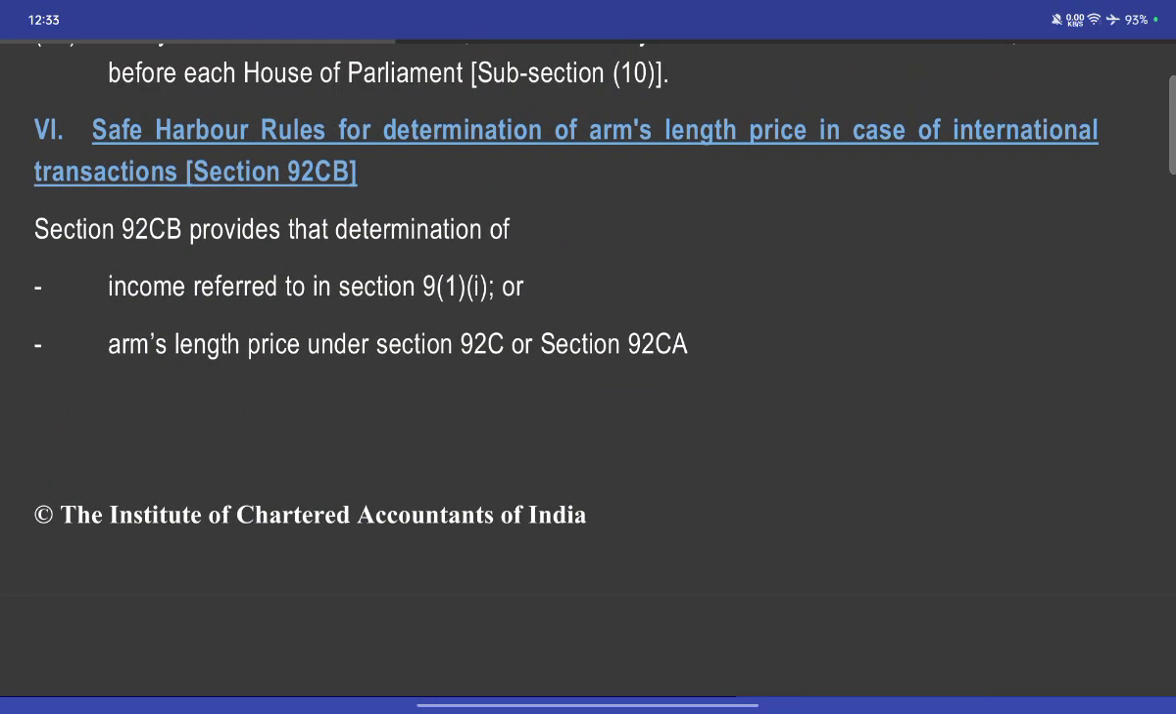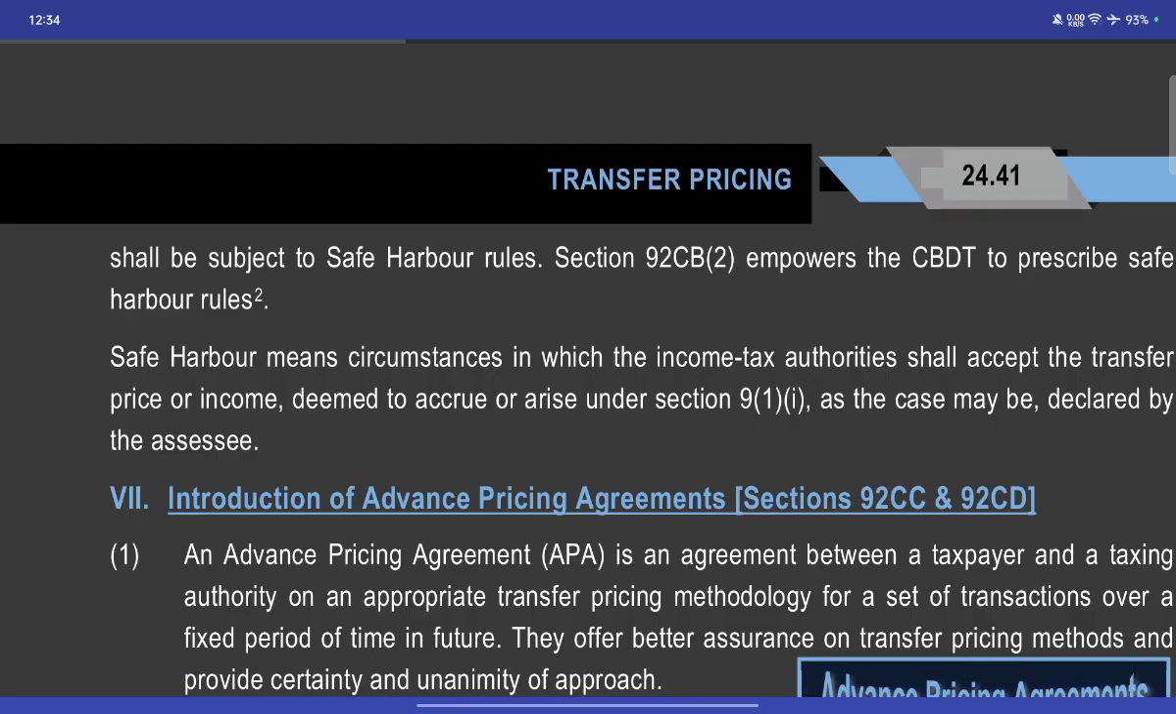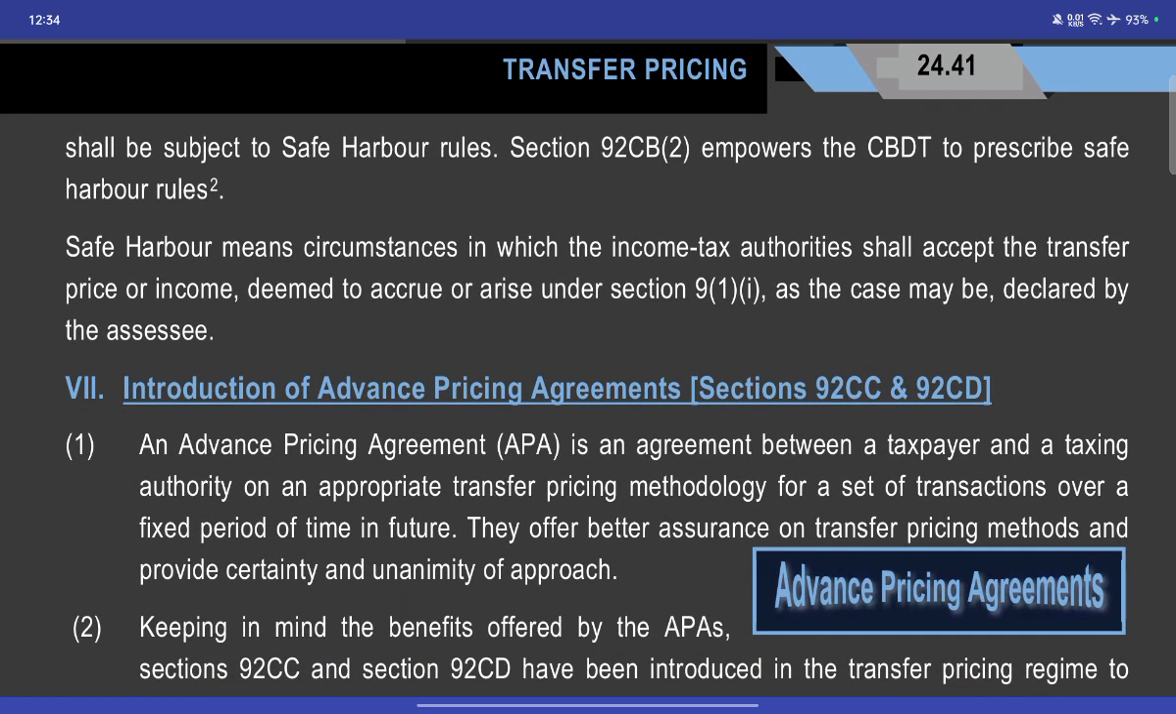Safe harbor rules determine arm's length prices in the case of international transactions. Section 92CB provides a definition of income, and Section 92F defines arm's length price under Section 92C and 92CA. Subject to the safe harbor rule, Section 92CB empowers the CBDT to prescribe safe harbor rules.